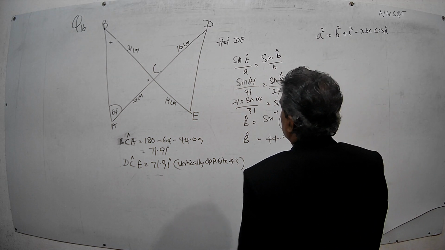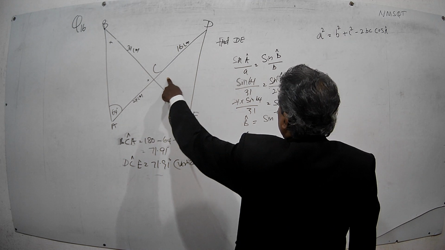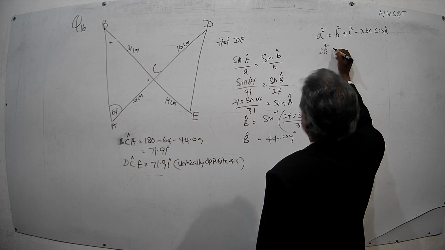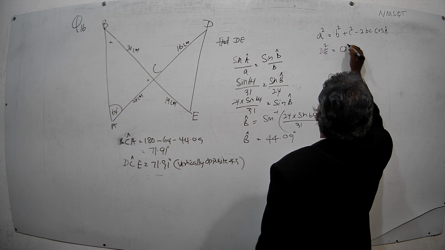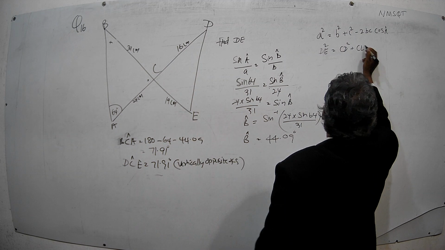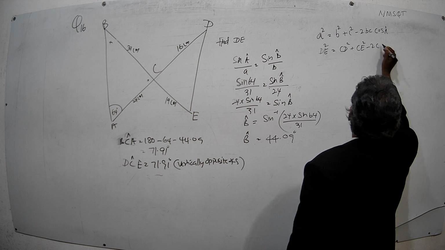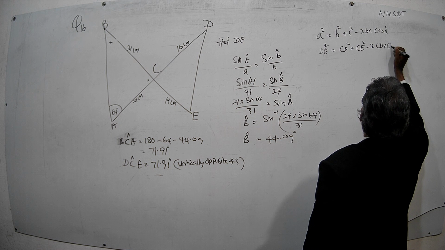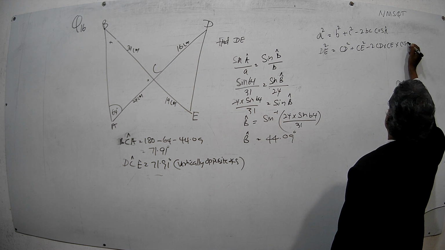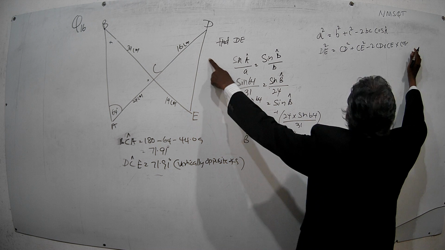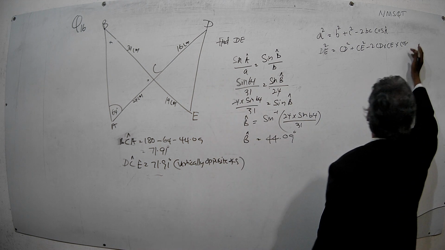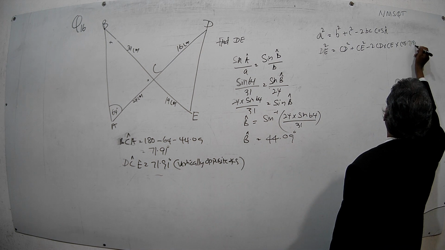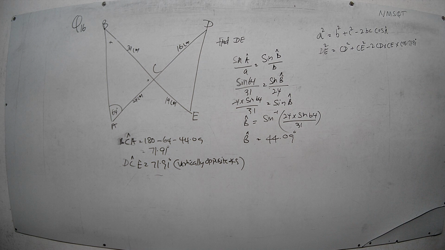As we know this angle, we start with this side opposite that. Then we can write DE squared equals CD squared plus CE squared minus 2 CD CE into cosine how much? That angle opposite this side that is to be found. What is that angle? That is 71.91. Okay, that is the angle.